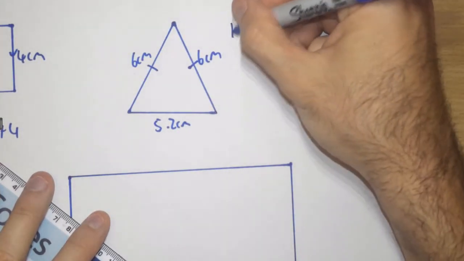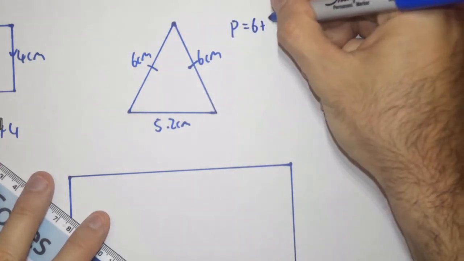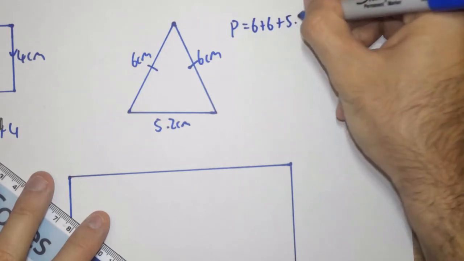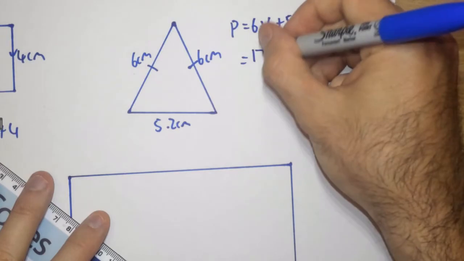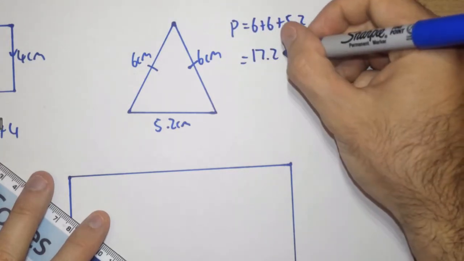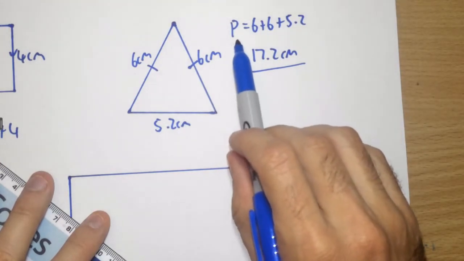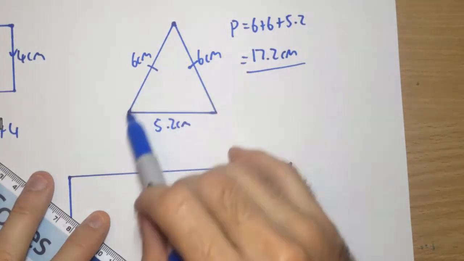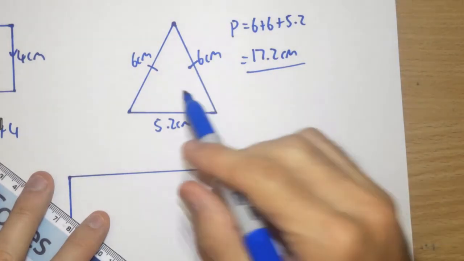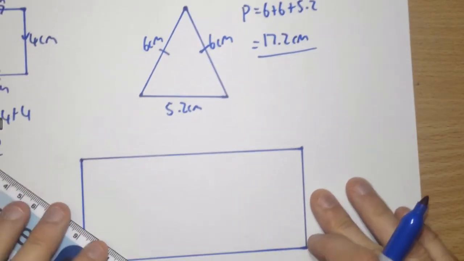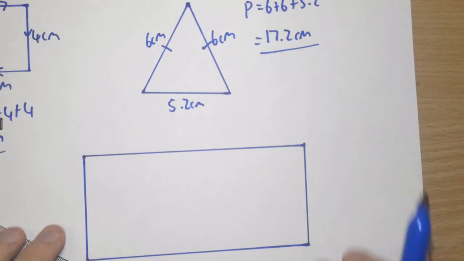Alright, so if we want to work out the perimeter of this shape, we just have to add up the 3 different lengths. So it's going to be 6 plus 6 plus 5.2. 6 and 6 is 12, 12 and 5 is 17, and we'll add on the 0.2, and that's 17.2 centimeters. So P denotes the perimeter of this shape. The length around the outside of the shape is 17.2 centimeters. This is also an isosceles triangle because 2 of the sides have the same length.